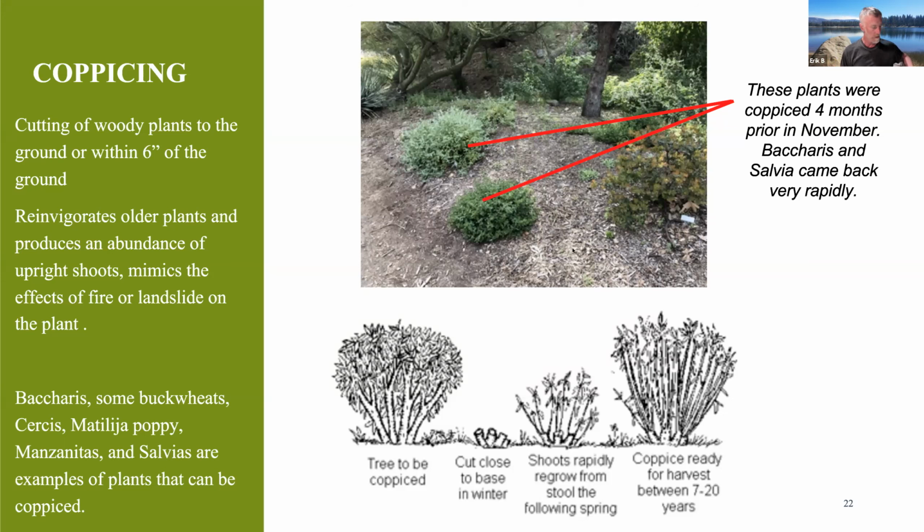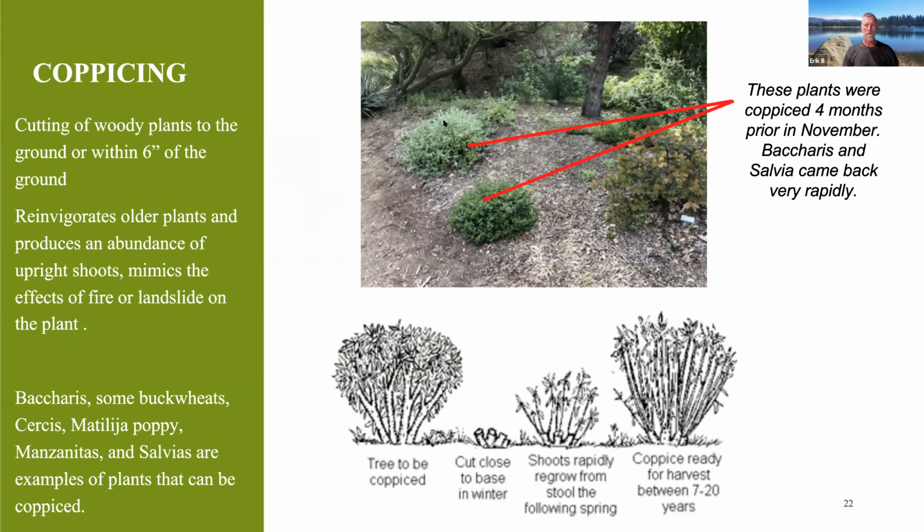Let's move to coppicing. So coppicing is cutting back of woody shrubs to the ground or to within 6 inches of the ground. Yeah, you can reinvigorate. So remember, we were talking about renewal. Was that the term we used? Refreshing, reasons to prune, right? I'm trying to remember the term we used, rejuvenation.